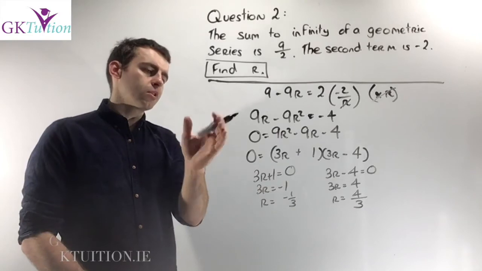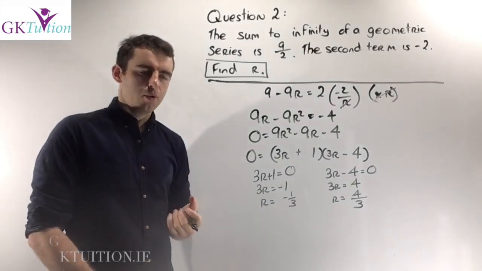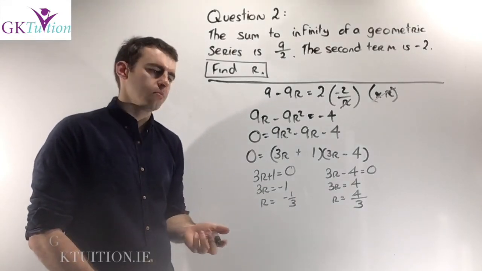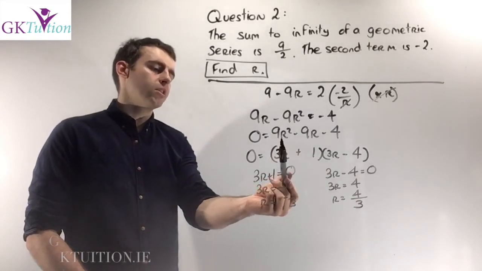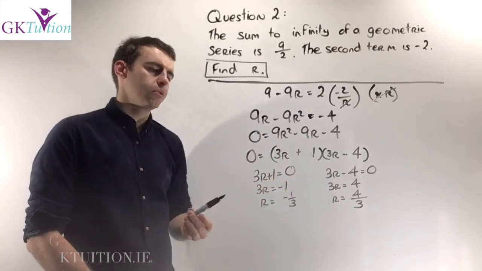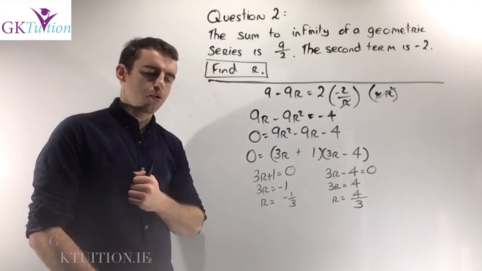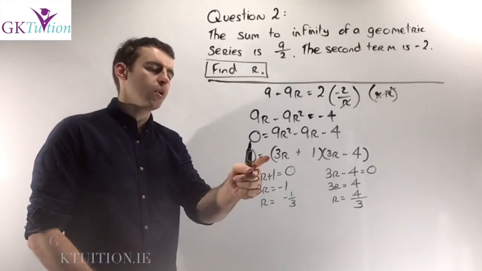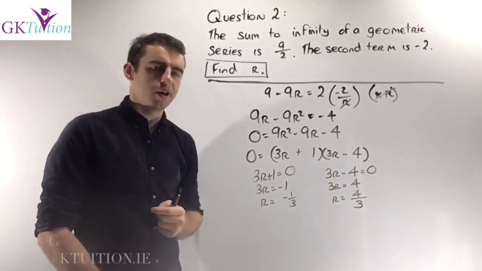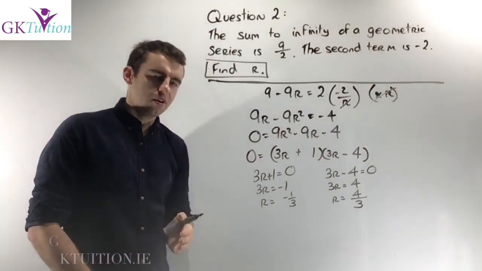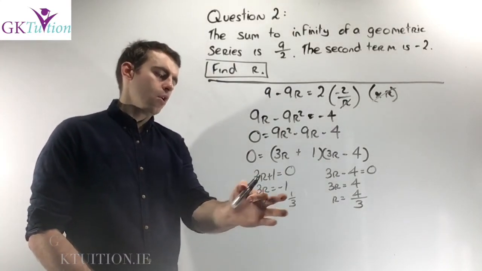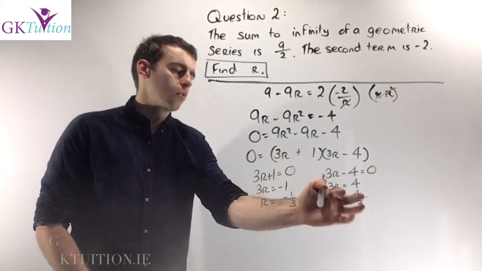At this stage, we have an R squared, we have an R, and we have a number, which clearly means we have a quadratic equation. So what I did was add 9R squared to both sides and subtract 9R from both sides, and I end up with this quadratic equation. When we factorize it, we get 3R plus 1 times 3R minus 4. Now when you solve that, you get two values for R. R is minus 1/3 or R is 4/3.